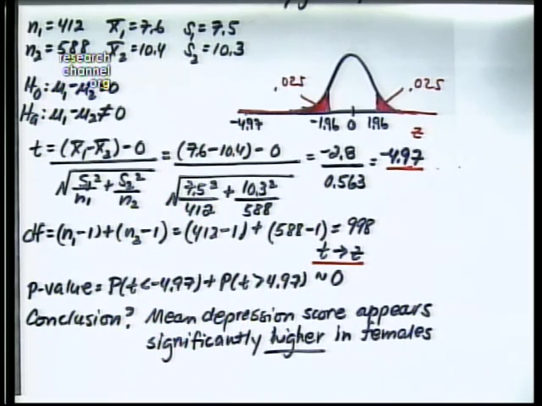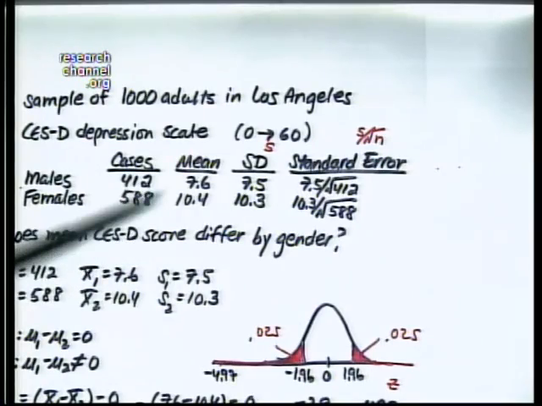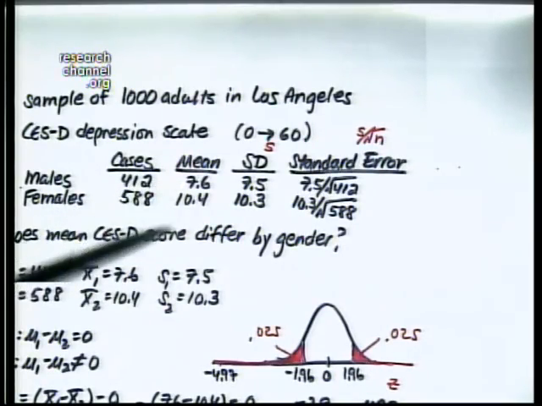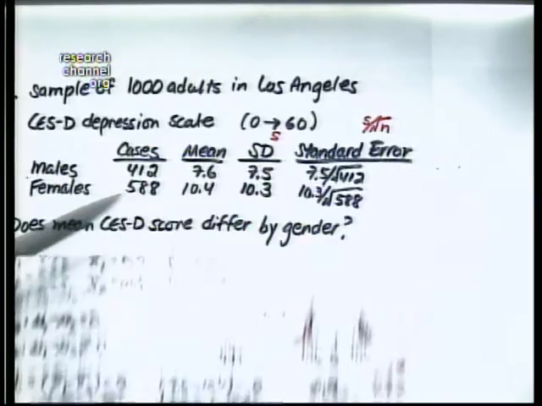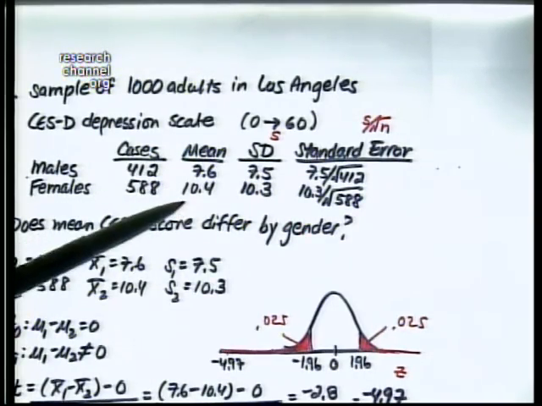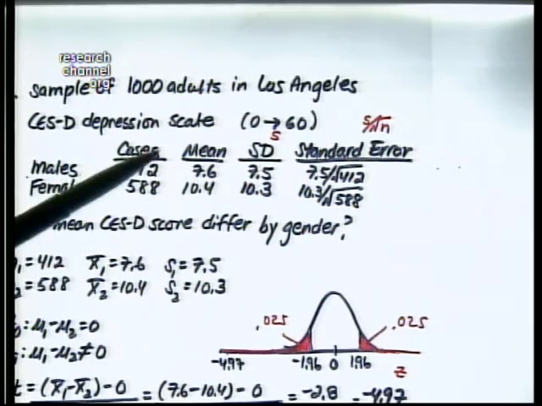Now, how can I say it appears to be higher in females? I have to go back and look at the data. Without looking at the data, since this was males minus females, I got a negative test statistic that would clue me in. But also I'd go back and see that the female mean score is higher than the males.